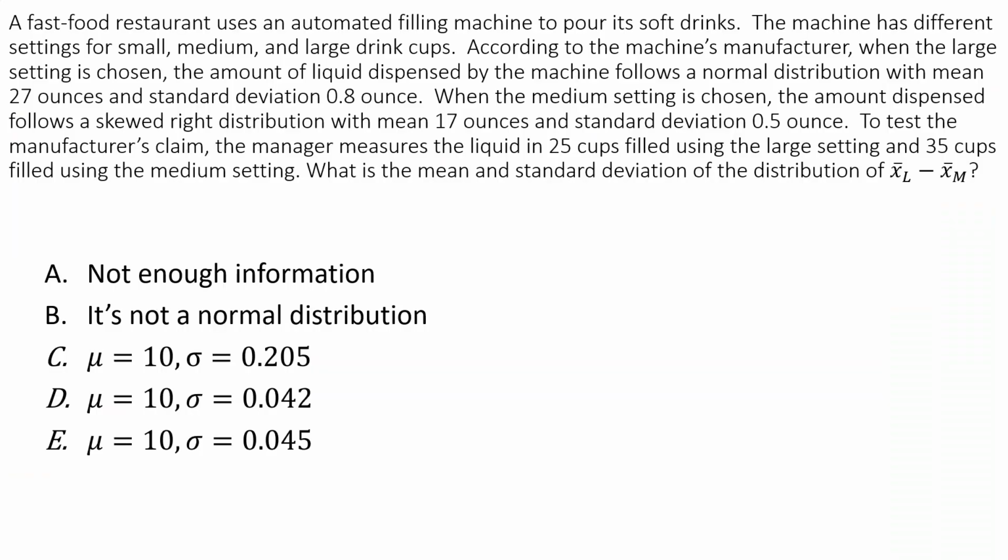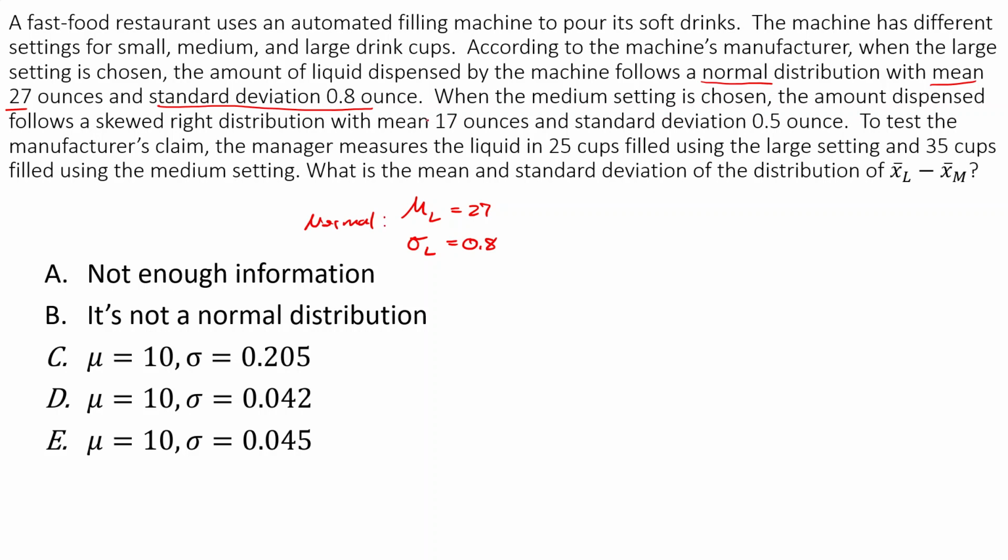If you want to try this one on your own, you can pause it. A fast food restaurant uses an automated filling machine to pour its soft drinks. The machine has different settings for small, medium, and large drink cups. According to the machine's manufacturer, when the large setting is chosen, the amount of liquid dispensed follows a normal distribution with a mean of 27 ounces and a standard deviation of 0.8. So the mean for the large is 27, the standard deviation is 0.8, and it is normal.